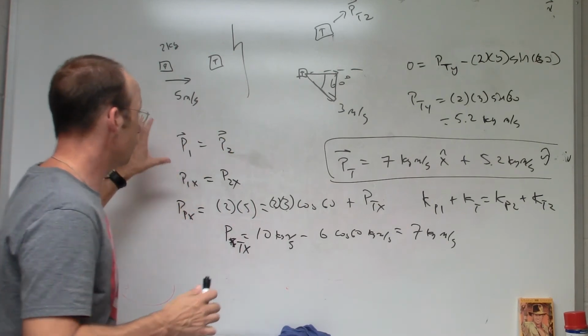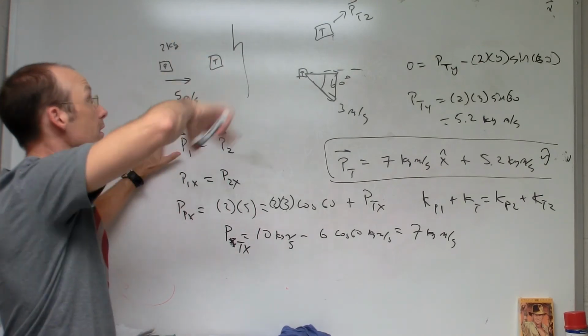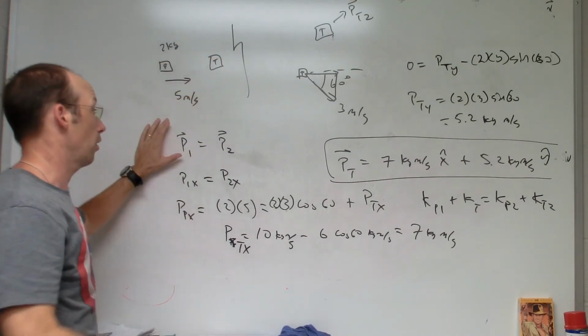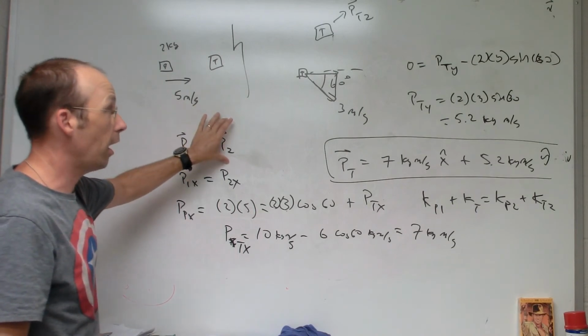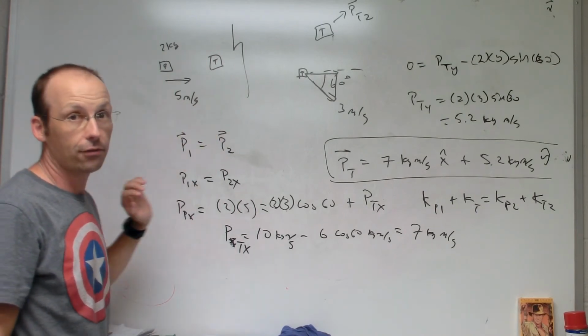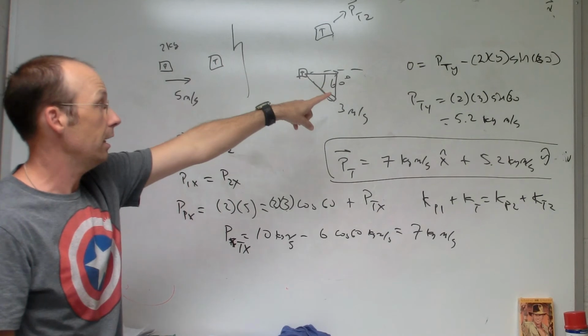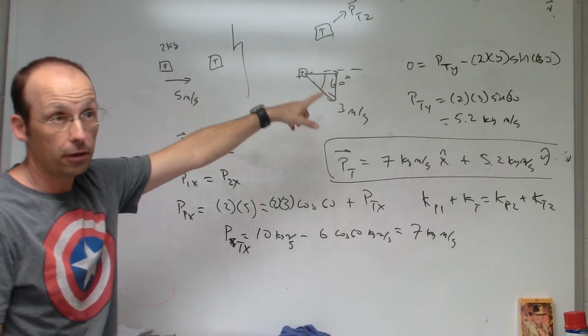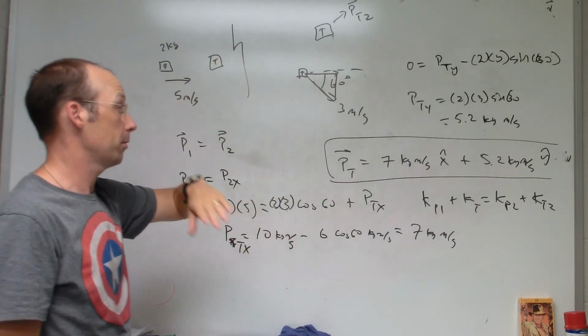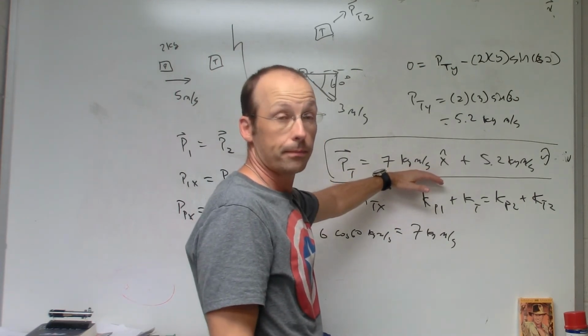So we said because there's no net force on the system of the projectile and the target, the initial momentum is equal to the final momentum, and then I just did that in the x direction and the y direction to find the x component of the target's momentum and the y component of the target's momentum. Put that together, and there you have it.